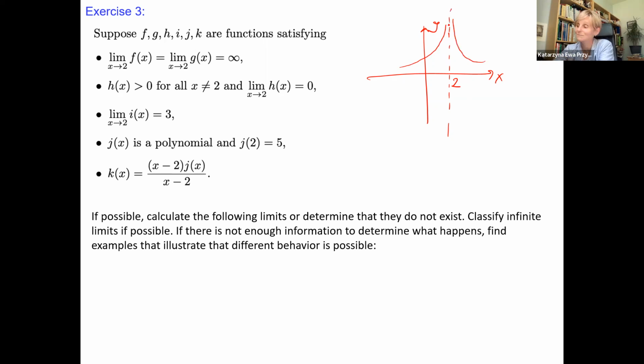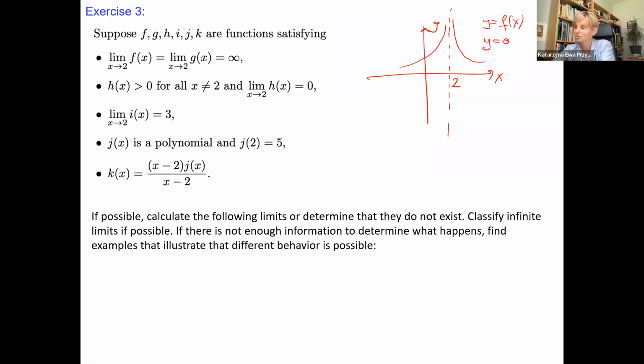and that's the asymptote. Let's say this is f of x. g of x will be similar. Okay. Vertical asymptote at 2. Okay, function h is positive. Good to know, positive for all values, but not at 2. And the limit at 2 is 0.